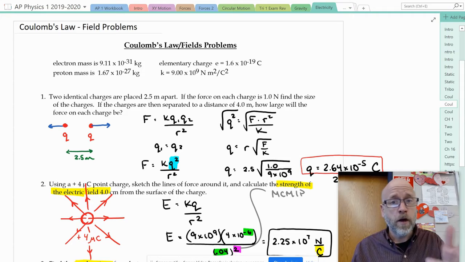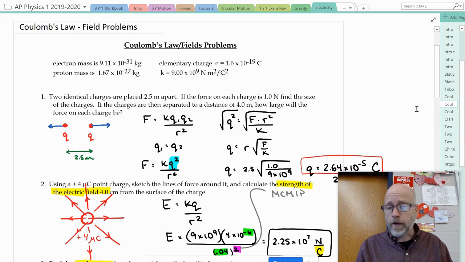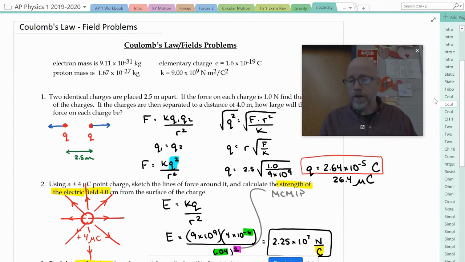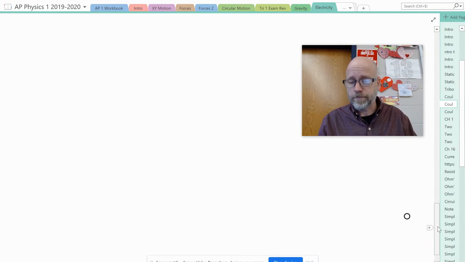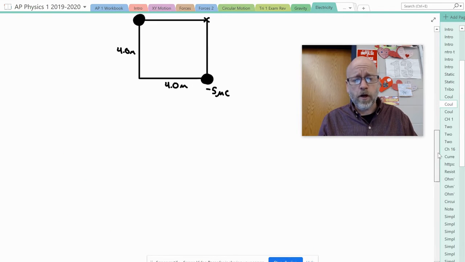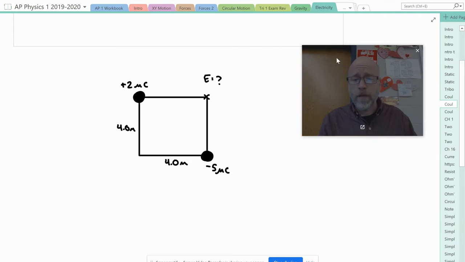So if you could, find that worksheet. It's right here, Coulomb's law of field problems. I believe in class we would have gotten through numbers 1 through 4 the other day. And if you could, take a moment and flip that paper over to the back. So there should already be a picture drawn.